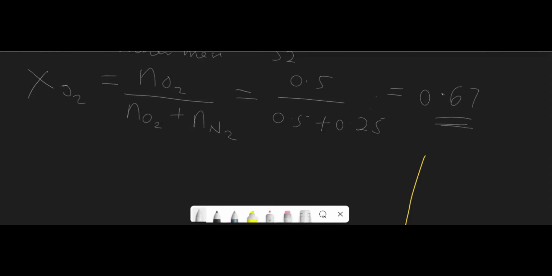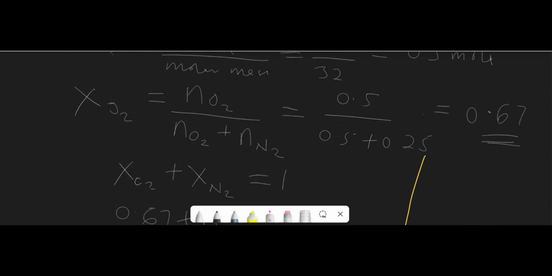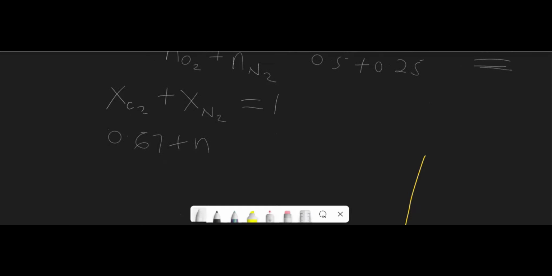I think it's simple, because I told you that the mole fractions of any number of gases always equal 1. So therefore, we are now going to set the mole fraction of oxygen plus the mole fraction of nitrogen equal to 1. And of course, the mole fraction of oxygen is already obtained as 0.67, then plus xN, that is the mole fraction of nitrogen, is equal to 1.